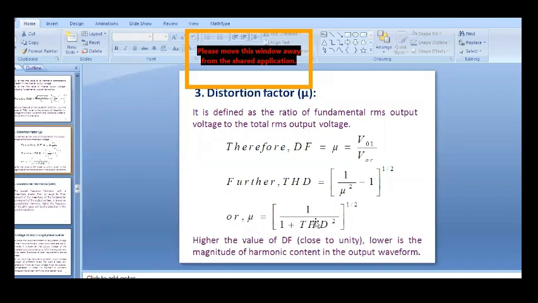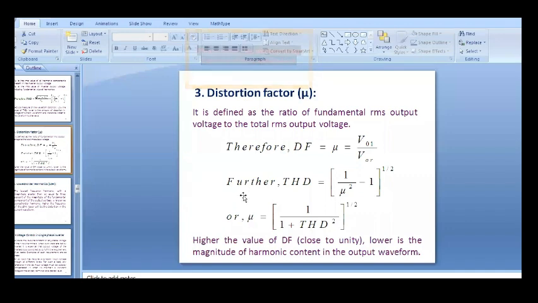Always, if we analyze the relation between the distortion factor and the total harmonic distortion, you see a higher value of distortion factor. How much value of distortion factor can maximum be reached?